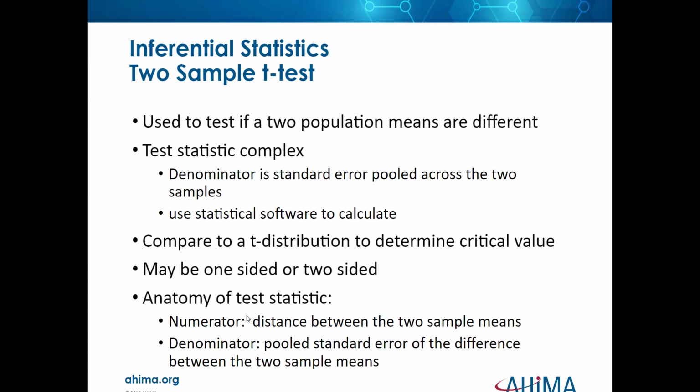So the important thing here is not so much to do the calculations, but in our field, to understand what the calculations mean. A two-sample t-test is used to test if two population means are different. And so it could be either one-sided or two-sided. And that's basically what we are using it for.